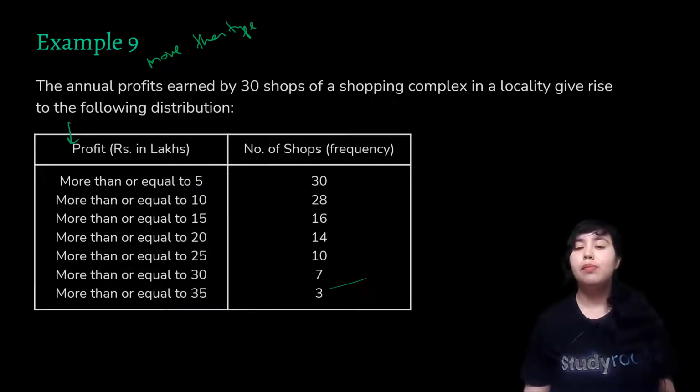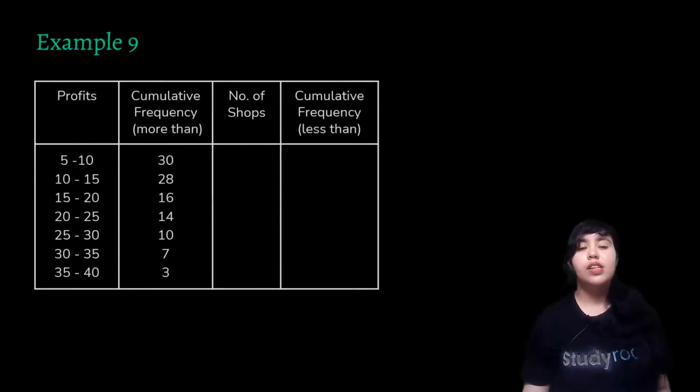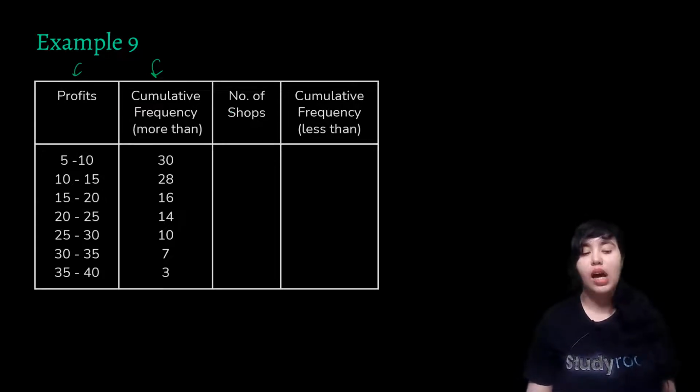And you have been given a number of shops. But this is not any normal frequency. This is your cumulative frequency, that too of more than type. So first of all, from this cumulative frequency of more than type, we'll find out the normal frequencies. You write the profits in the form of class intervals, you write the cumulative frequency more than type, and then you write the number of shops. How do you do that?